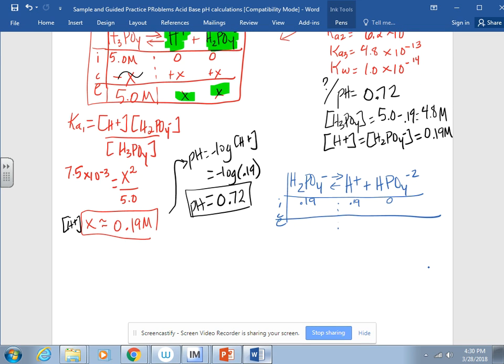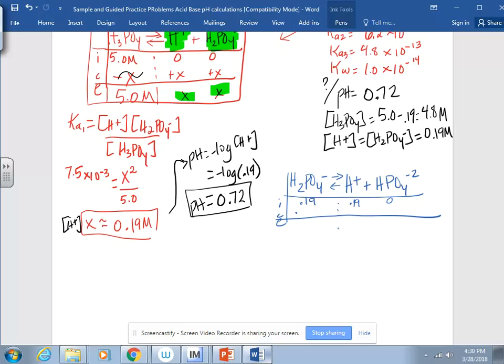So this is part 2 of solving for polyprotic acids, and we were in the middle of this problem at the end of the last video lesson. From the first dissociation step, we knew both the hydrogen and the dihydrogen phosphate ion concentration, so you just pull that number into your initial row for this. And initially there was none of the HPO4 minus 2.